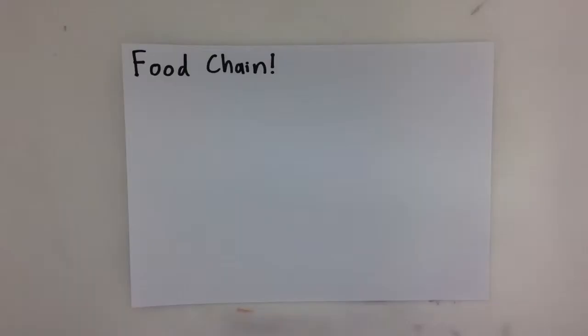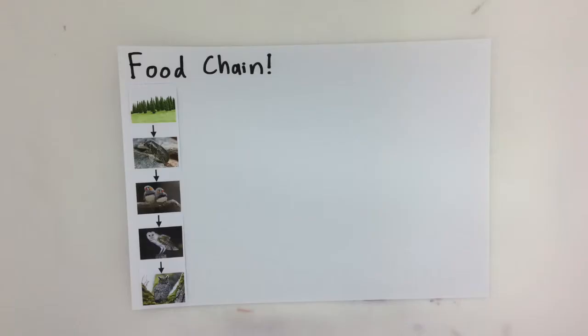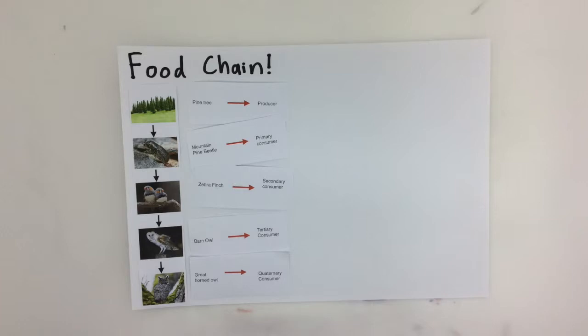One example of a food chain within a forest biome is the pine tree at the bottom as the producer, the mountain pine beetle as the primary consumer, the zebra finch as the secondary consumer, the barn owl as the tertiary consumer, and the great horned owl as the quaternary consumer.